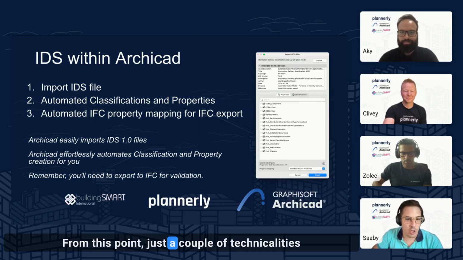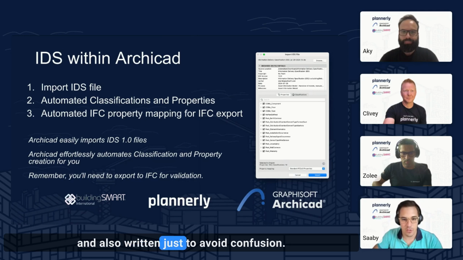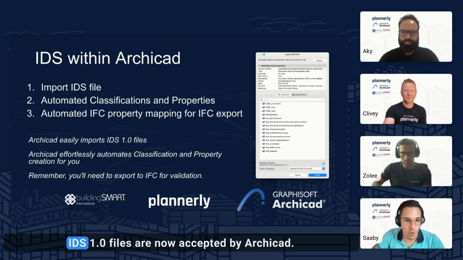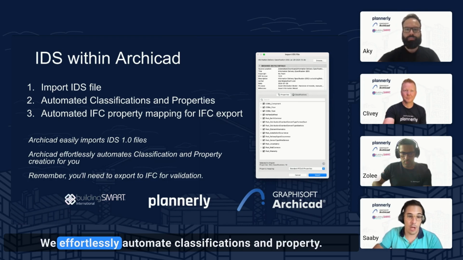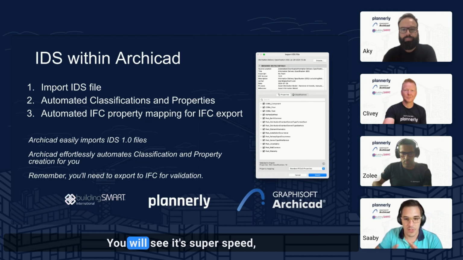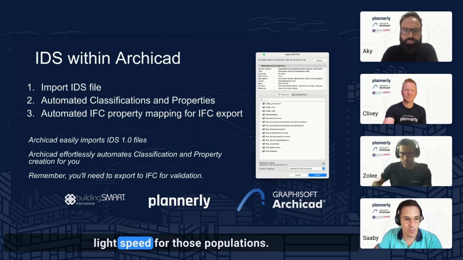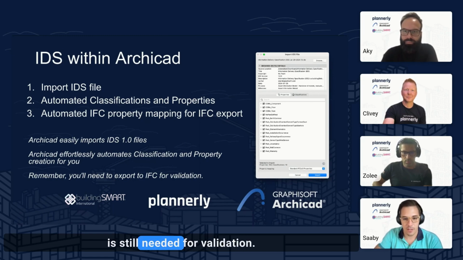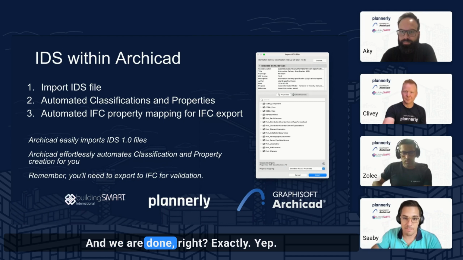From this point, just a couple of technicalities, and also in written, just to avoid confusion. IDS 1.0 files are now accepted by Archicad. We effortlessly automate classifications and property. You will see it's super speed, light speed for those populations. And don't forget that IFC is still needed for validation. And we are done, right?